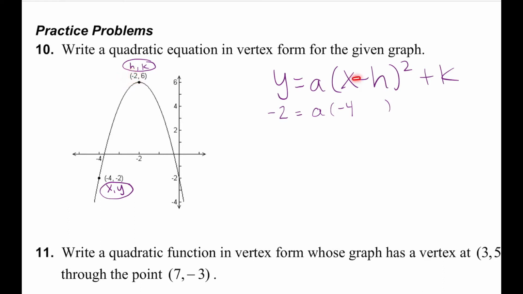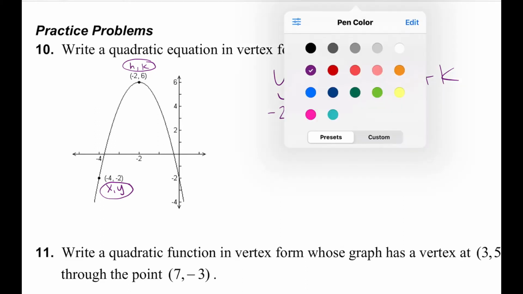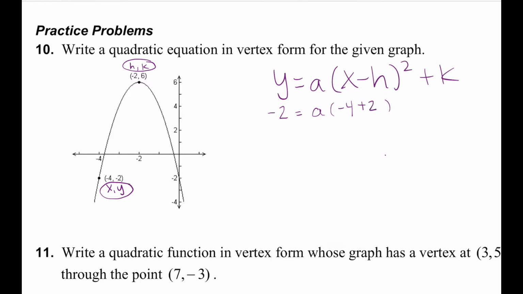For my h, I have a negative 2. So I have a minus and negative 2. And minus a negative 2 is the same as saying plus 2. So I'm going to add 2 here. Now, make sure you put the squared. I keep forgetting to put the squared on there when I've been doing them, and then it messes your answer up. So then I have the plus k, which is my plus 6. Now I have negative 2 equals a times (negative 4 plus 2, which is negative 2) squared plus 6.